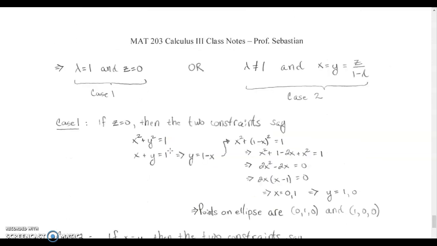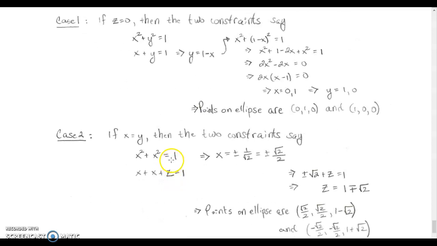Okay, and then if the second case, x equals y both equaling z over 1 minus lambda, then the two constraints say that instead of x squared plus y squared equals 1, I now have x squared plus x squared, because y is equal to x, equals 1, which means that x equals plus or minus 1 over root 2, or plus or minus root 2 over 2 if you rationalize the denominator. It's not that important to do, but I did it in this case. And then for the plane, I have x plus y, but that's now 2x plus z equals 1.